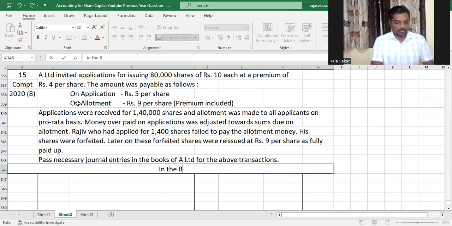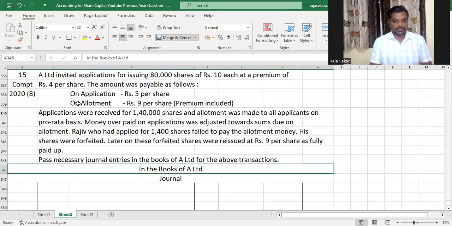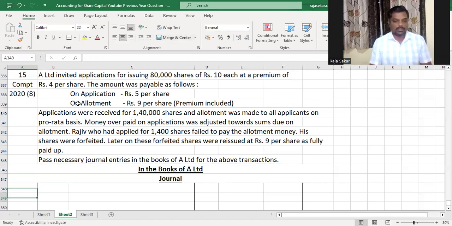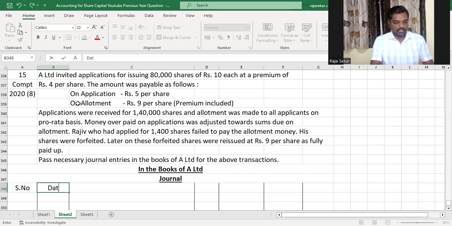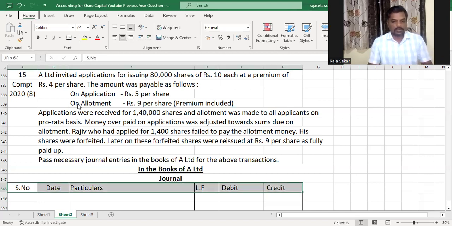In the books of A Limited, journal. All right. So we have serial number, date, particulars, ledger folio, debit and credit.